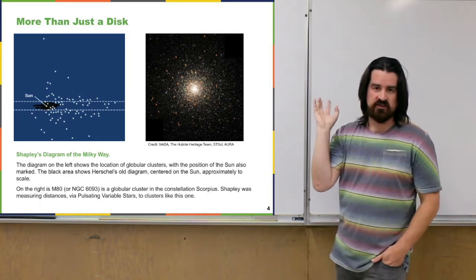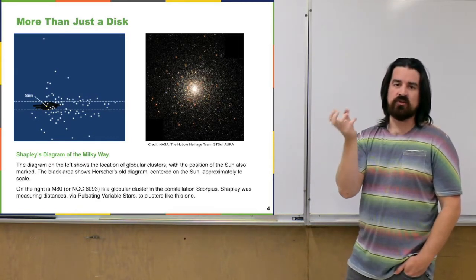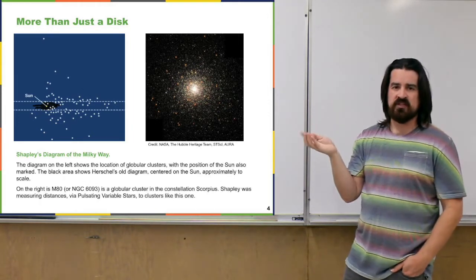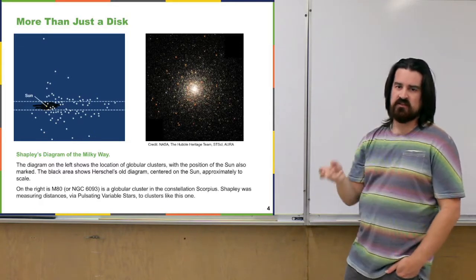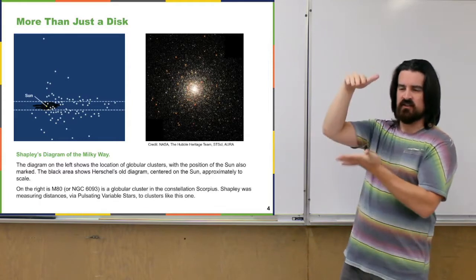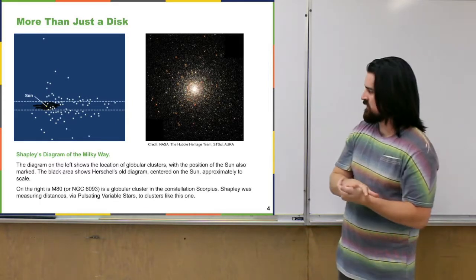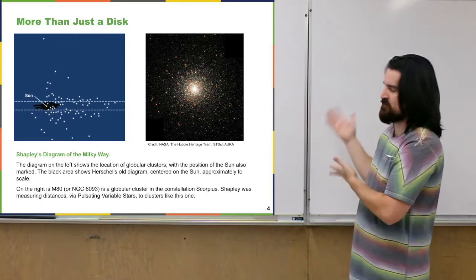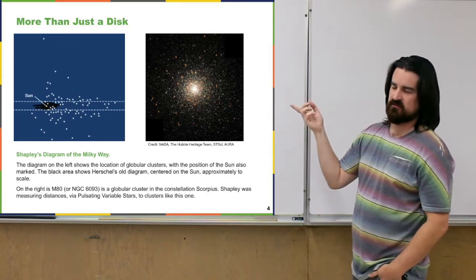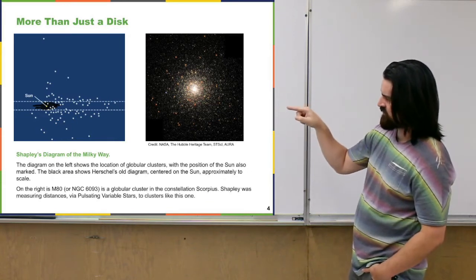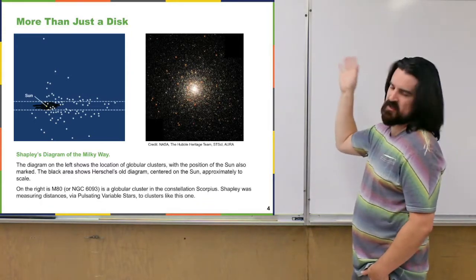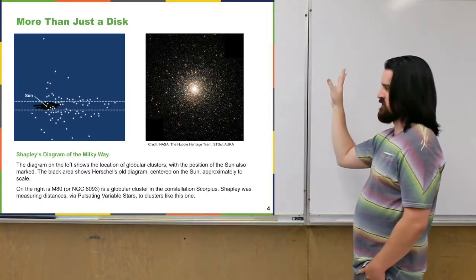Globular clusters, I told you at that time, were these really old collections of many, many stars, and most of those clusters tend to be out of the plane of the galaxy. So they're still attracted, they're still part of our galaxy, but they're not in the plane where most of the other stuff is. And so when he started to map out all those things, he started to get a much larger picture, where the diagram on the left, that little dark area, was the old picture, the old space that the Herschels had mapped.